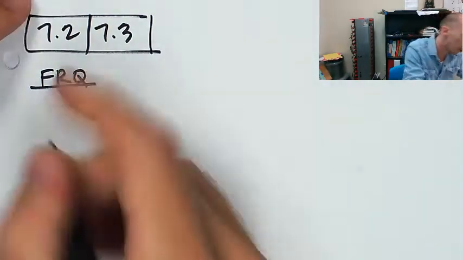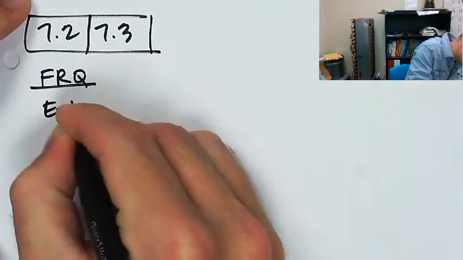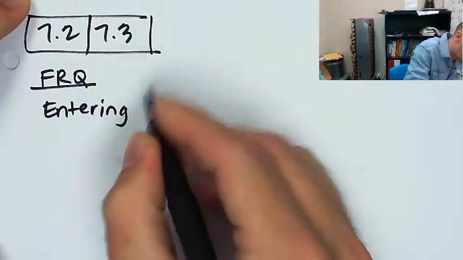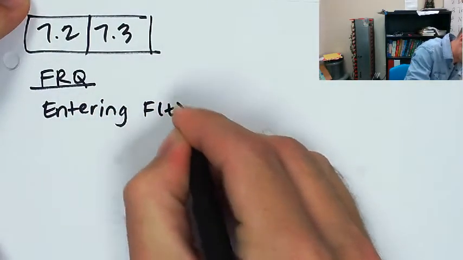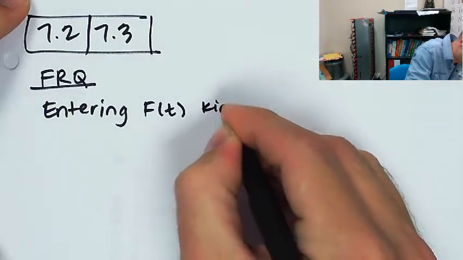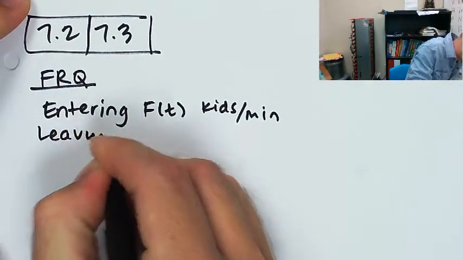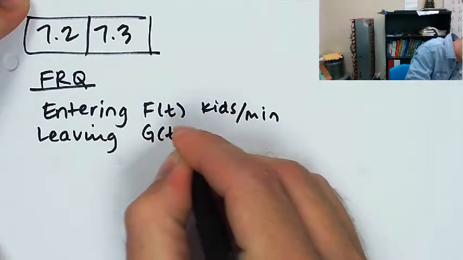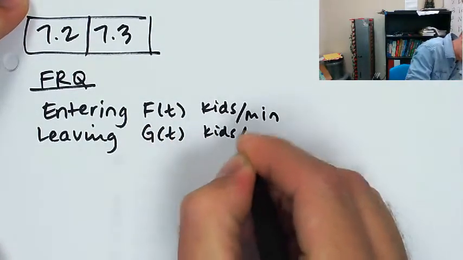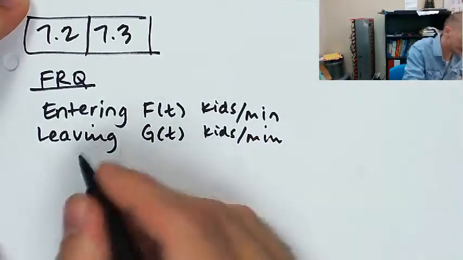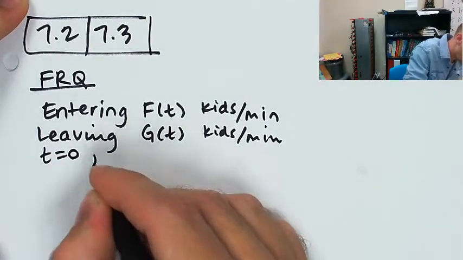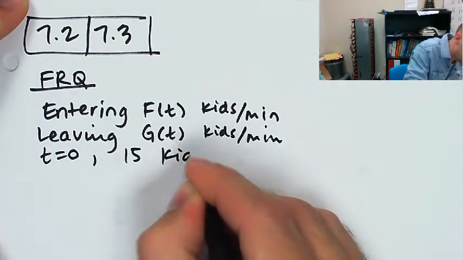Students are entering the library at a rate of f of t students per minute. They are leaving the library at g of t students per minute. And at t equals 0, there are 15 kids in the library.